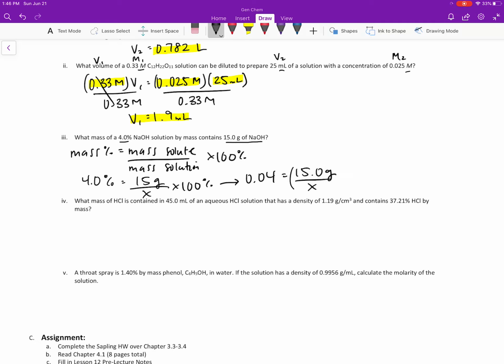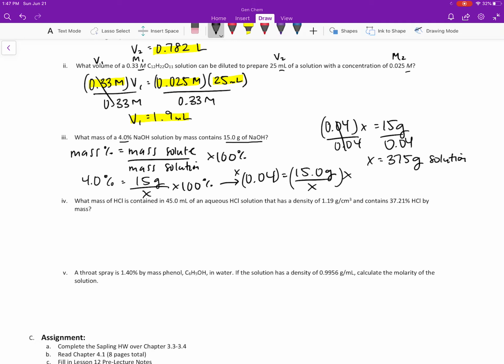The X is going to multiply to both sides. When I do that, I'm going to get... so now I'm going to divide that out to both sides, and I get a value of 375 grams of solution.